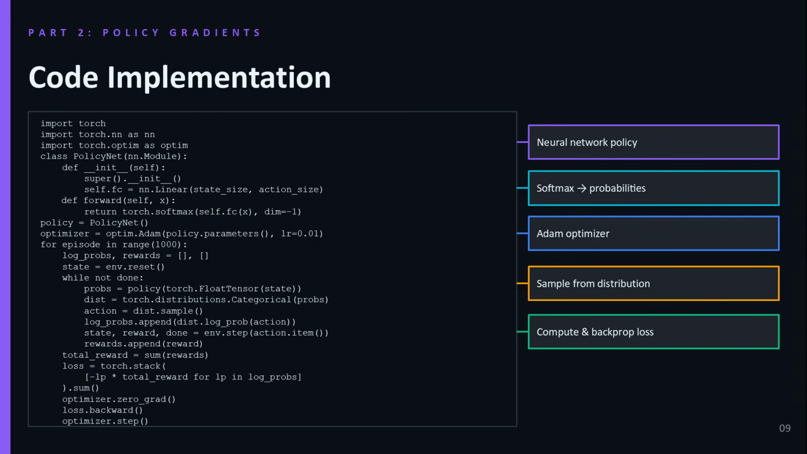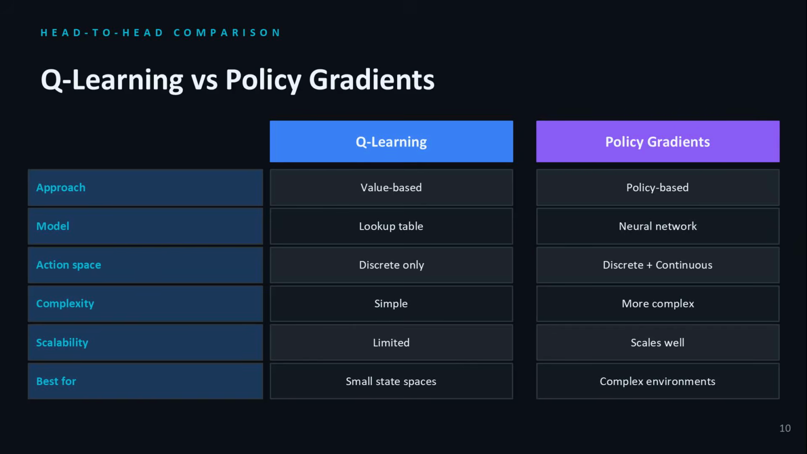In code, we use a neural network. State is the input. Action probabilities is the output. We sample actions from this distribution. Then calculate total reward, compute loss, update the network using backpropagation. This makes the agent smarter over time.